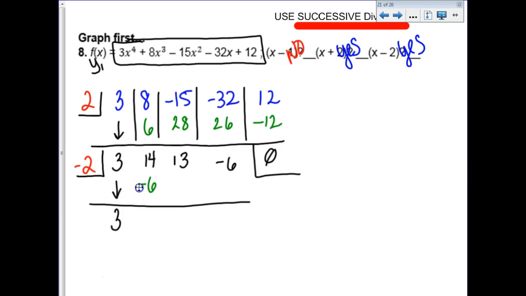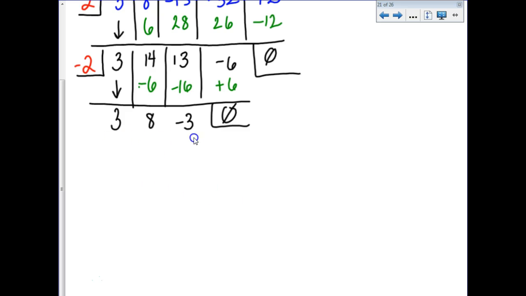So let's see. 14 minus 6 is 8. That's a -16. 13 plus -16 is -3. And then -3 times -2 is +6. Add those up and we do indeed get a 0 there. So good. Feeling even better because now I have something I can handle. This is a quadratic. I took a quartic and knocked it down 2 times, so now it's a quadratic. This is 3x squared plus 8x minus 3.